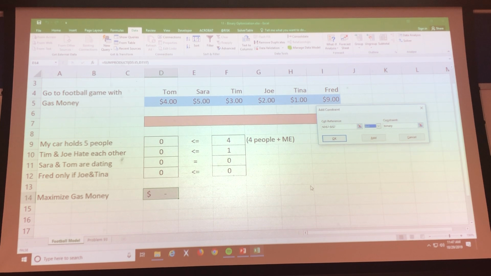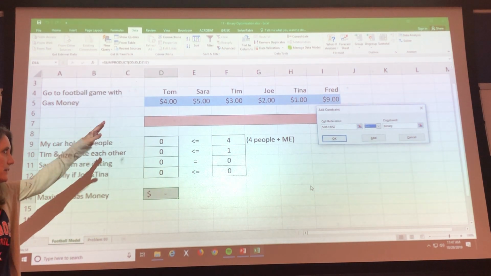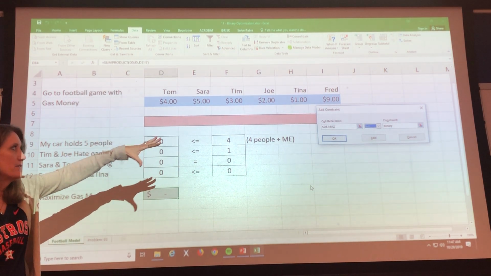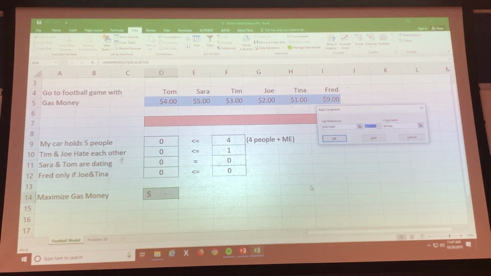So just before I forget to do it, I would be inclined to just say, get that one out of the way. D7 to I7 has to be binary. Then I start putting all the other things in there. Add the constraint that says, when I summed up the binary variables, that had to be less than or equal to the 4. So in other words, D9 had to be less than or equal to F9.